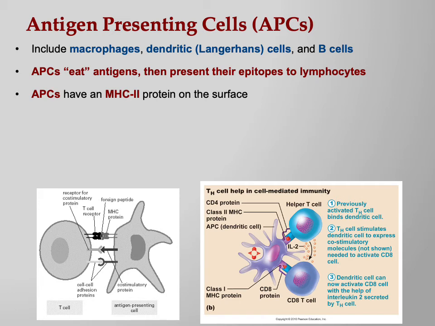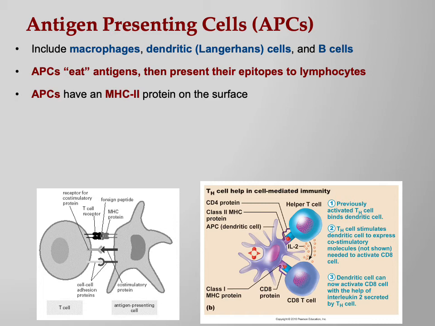Notice how the APC is using its MHC2 to show what it ate to the helper T cell. Now, if it ate something normal, something harmless, then the helper T cell just won't care. But if it ate a pathogen, then the helper T cell is going to go, oh my God, we have invaders in the body. And then it's the helper T cell that activates the killer T cell. And how does it do that? By secreting little proteins called interleukins. There, see, IL-2.